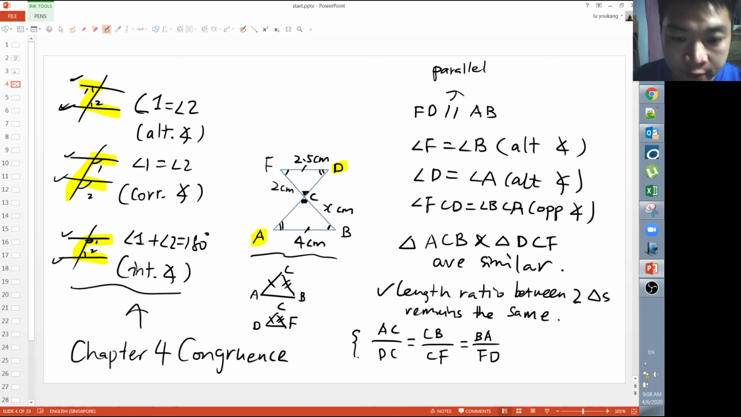With this, you can figure out what your x is. Your FC is 2, right? Can you see your FC is here? So you can make use of this. FC is 2 cm, but you just need to write 2. And your CB is not known, so it's x. And what else do you have? Your AB is 4, or BA is 4. And your FD is 2.5.